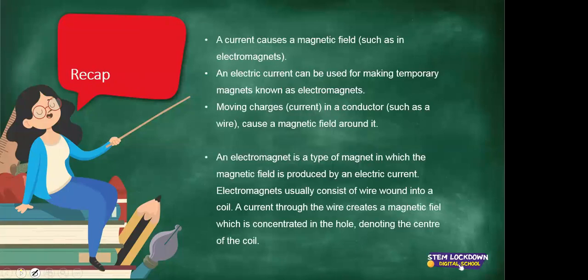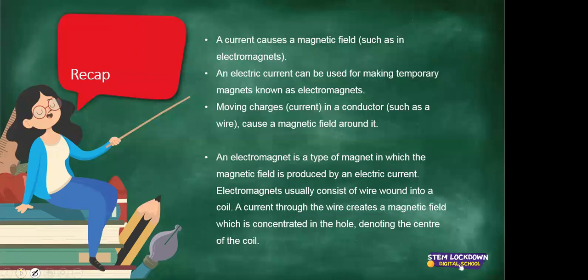A quick recap on yesterday what we did. We learned that a current causes a magnetic field, such as in electromagnets. So an electric current can be used for making temporary magnets known as an electromagnet. Now moving charges, which is a current, moving charges are another word for it, is basically a current. Moving charges in a conductor, now the conductor is the wire inside, okay?